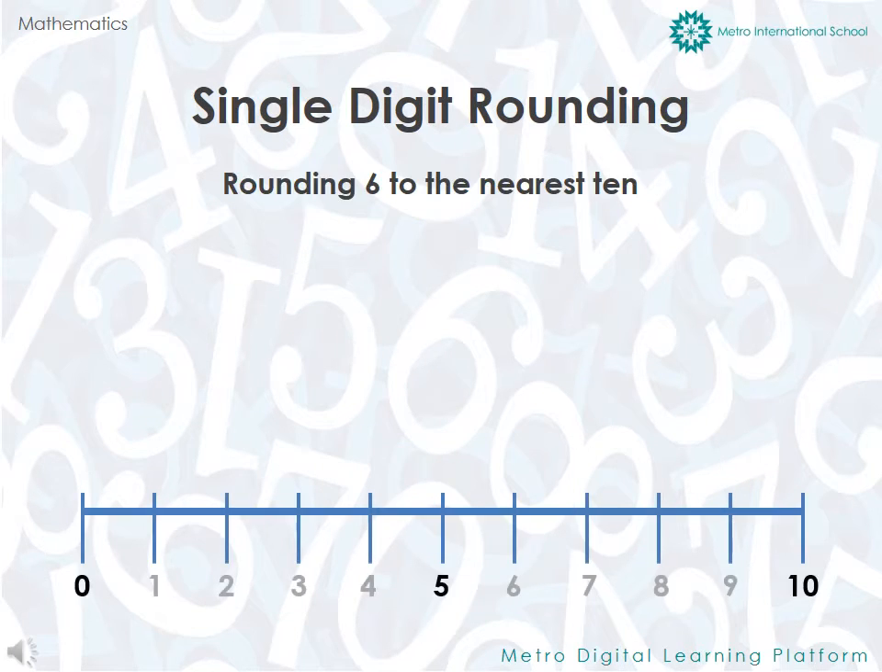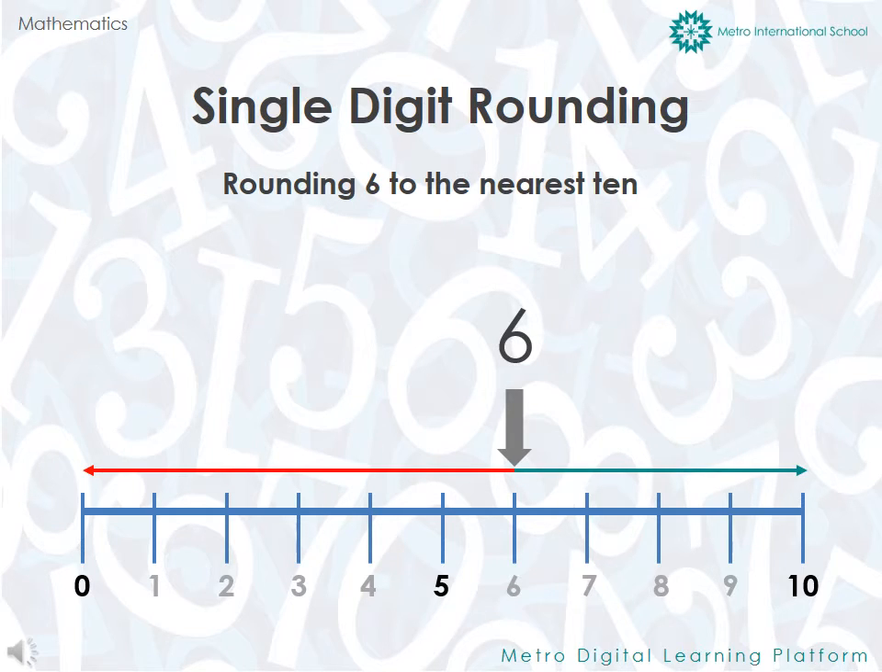Now, let's take number 6 on the number line. When rounding to the nearest 10, 6 is also in between 0 and 10. Is it closer to 10 or is it closer to 0? Yes, it is closer to 10. We can also see that it is greater than 5, which is the halfway mark. So, if you round 6 to the nearest 10, it becomes 10.